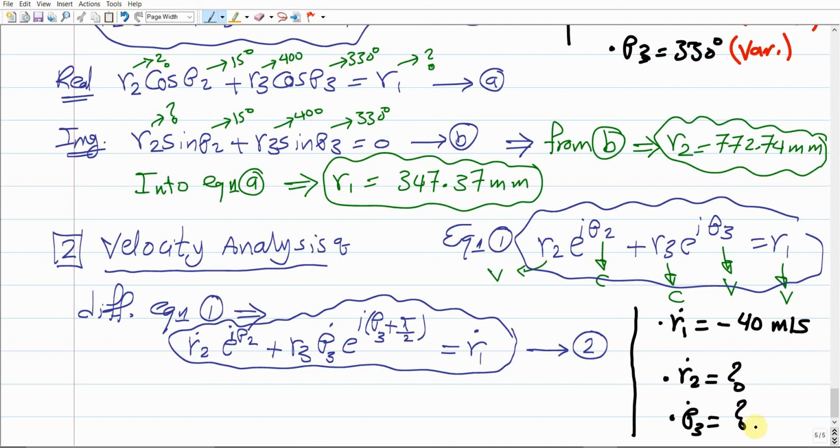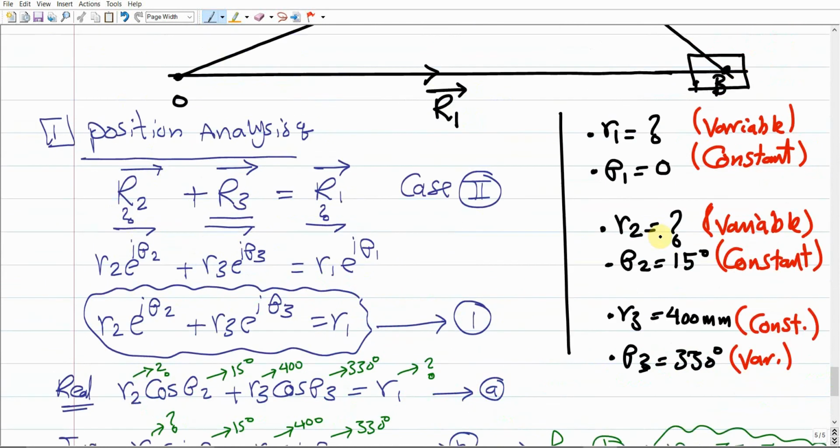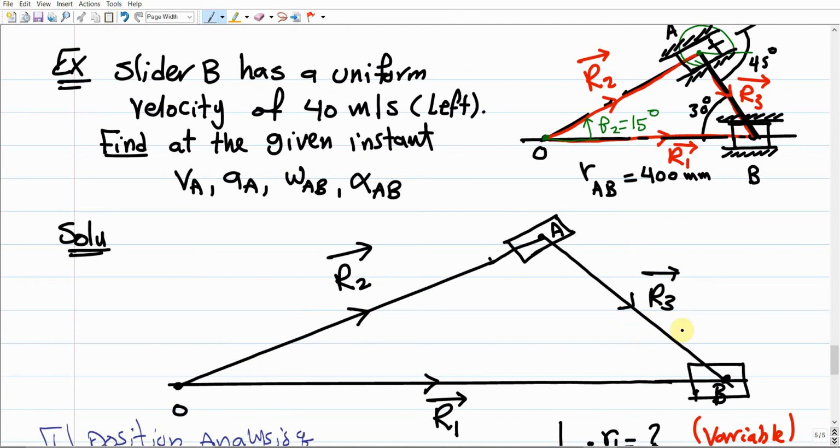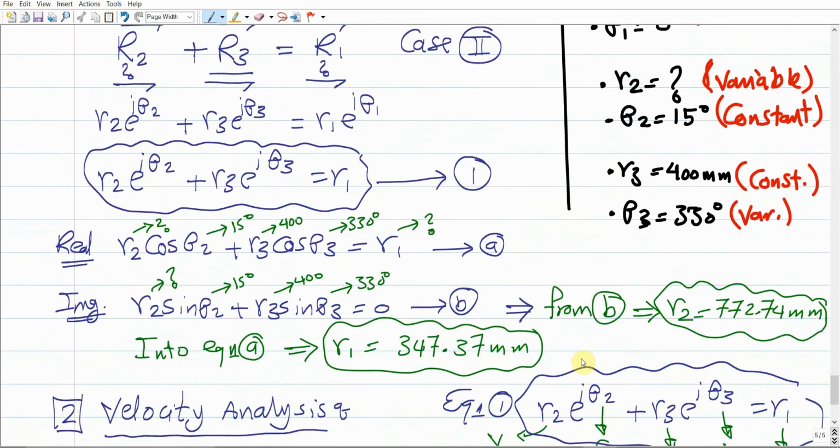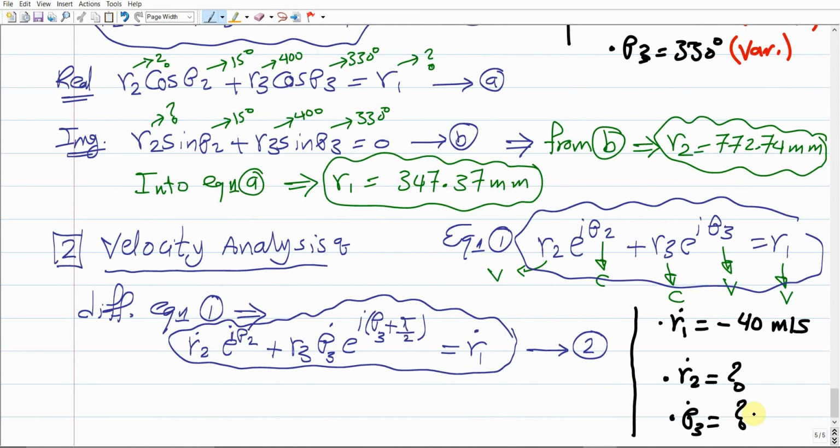So intuitively, theta 3 dot should be unknown. This is the second variable. Theta dot is omega, the angular velocity, right? So theta 3 dot should be the angular velocity that belongs to R3, and R3 represents the position vector of the length AB. It means this should be the angular velocity of the length AB, which is not given but is required. So theta 3 dot should be unknown. That's why we end up with only two unknowns, which means we can do velocity analysis to find the values of these two unknowns. This is the meaning of velocity analysis.